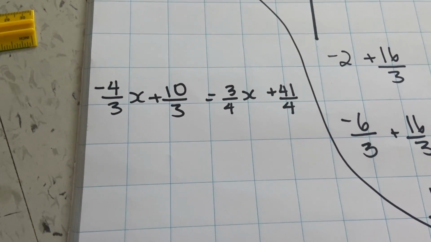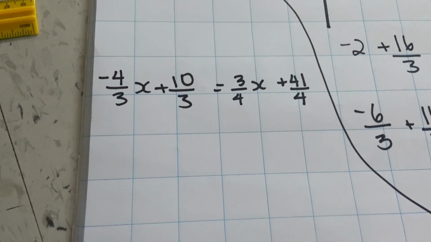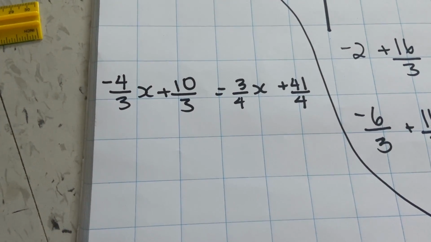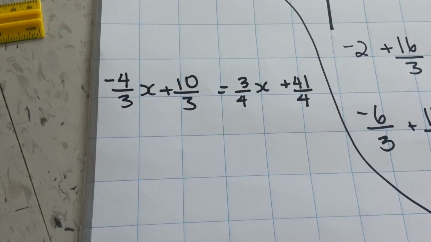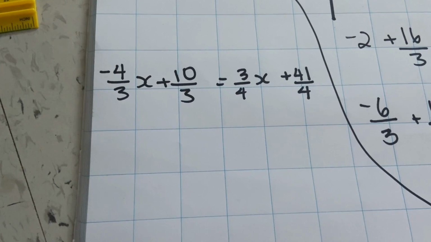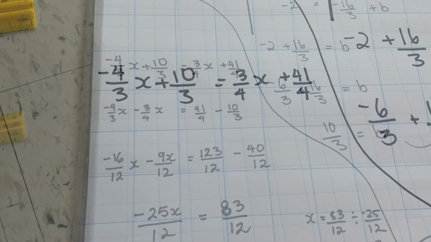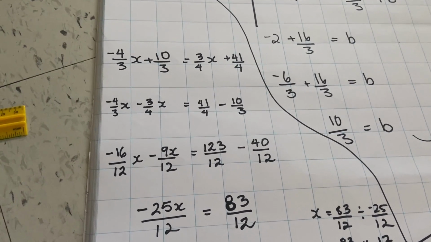We need to bring the x's together and the parts with no x's together. I would like it if you would stop your video now, and try to find the value of x when the height and the base intersect. I hope that you have tried this yourself.